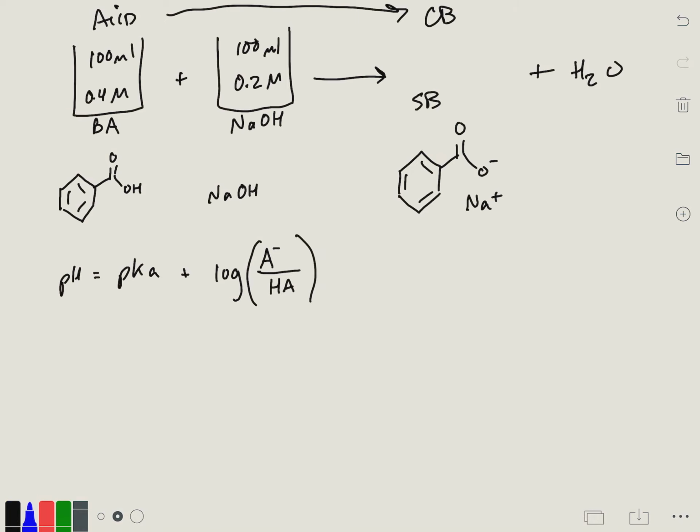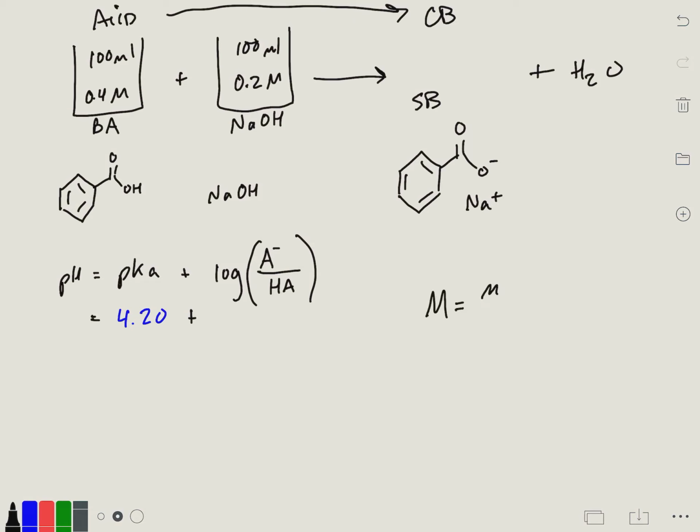They gave us one more thing. They told us the pKa is 4.2. So we know that already. It's 4.2. We just need to figure out what this ratio is, and then we can add the log of that to 4.2. Okay, neutralization time. We need to figure out how many moles of each we have, how many moles got used up, and so on. Now, to do that, we can use this equation.